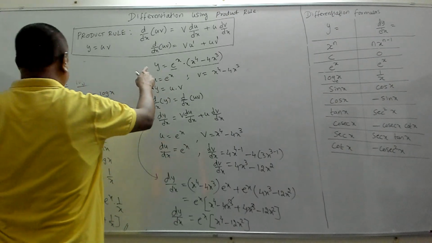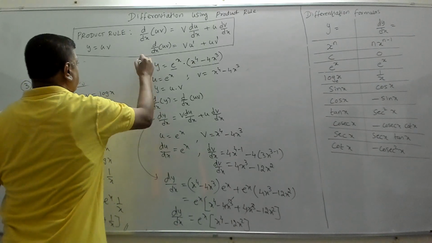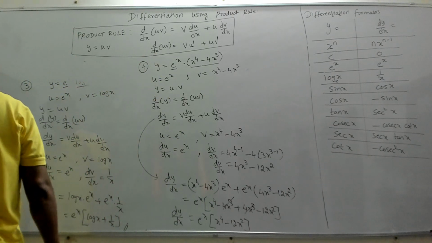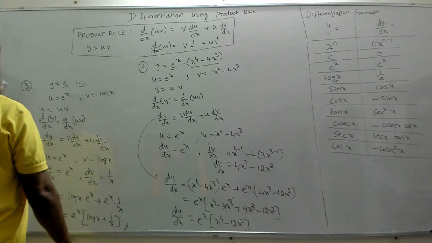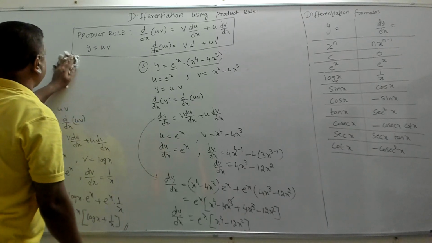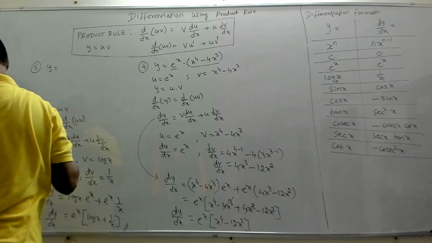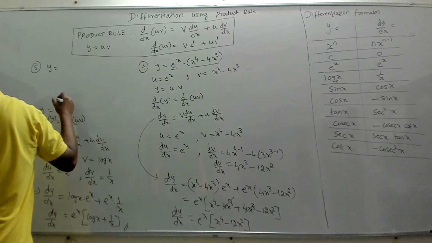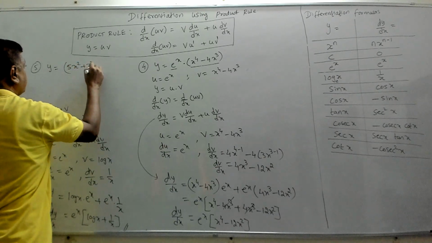Right? This is the next problem. I have to put the number 3, then this is 4. Fourth problem. Fine. Now let's go to the next one. Next one is the fifth one. Let's show the fifth problem, which is y is equal to 5x square plus 3 into log x.